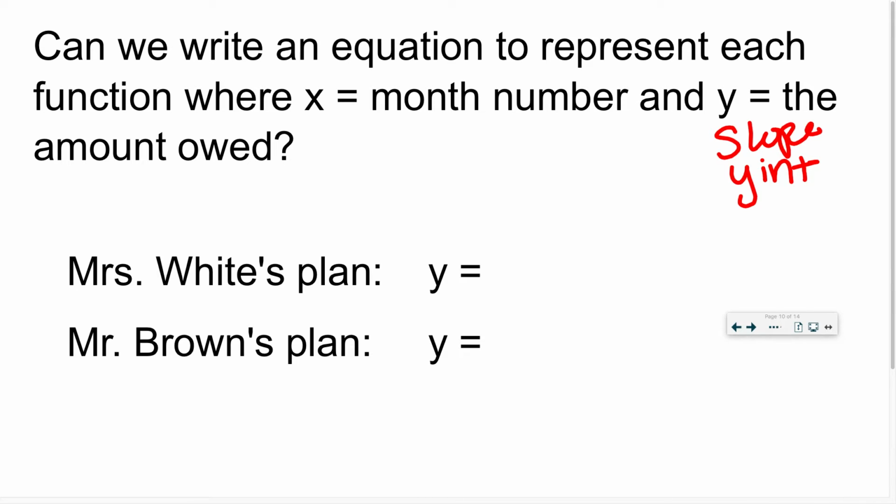For Mrs. White, what do you have? 3,000 minus 300x. Yes. How did we get that? Since the whole entire debt is $3,000 and we're paying it off $300 per month, it would be the total value of 3,000 minus how much money we're paying each month.